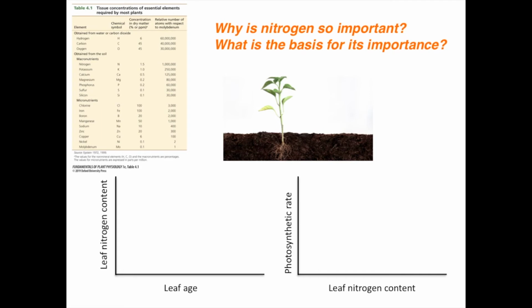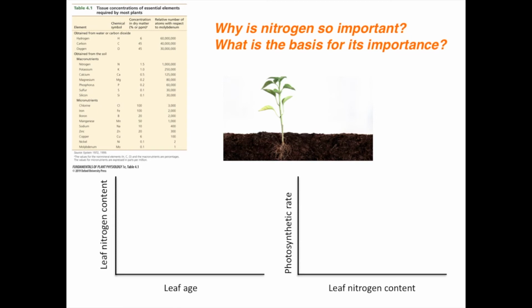Perhaps the best way to answer this is to think about the relationship between various plant traits. Here on the bottom left graph, we have a blank graph with leaf age on the x-axis and leaf nitrogen content on the y-axis. And on the right graph, we have leaf nitrogen content switching to the x-axis, as well as photosynthetic rate on the y-axis. So why are these graphs here? Well, this is to help think about the important relationships between different plant traits. And this will help explain why leaf nitrogen is so important. So go ahead and draw a line graph for each one of these that shows the relationship between these two plant traits.